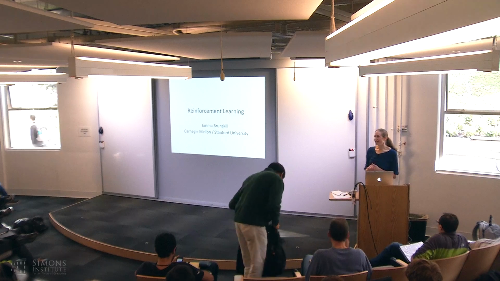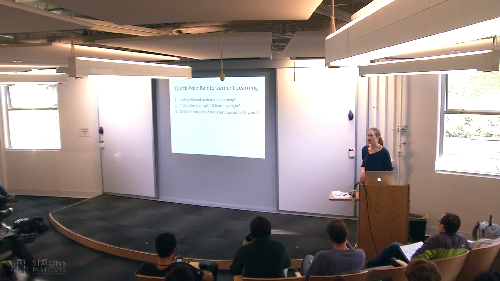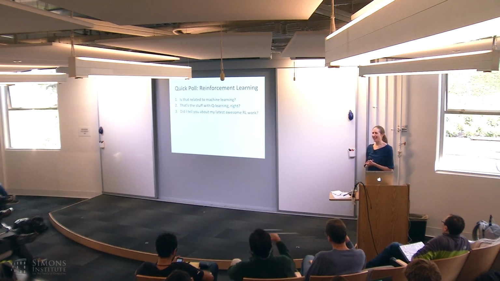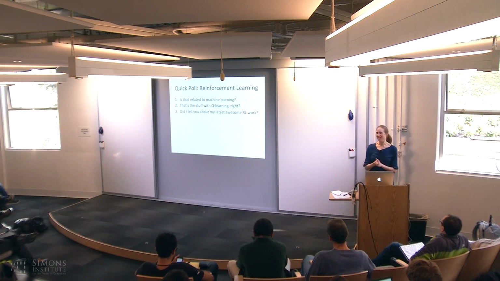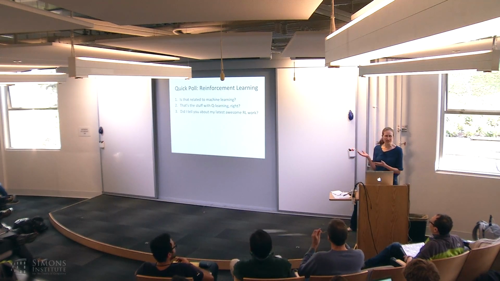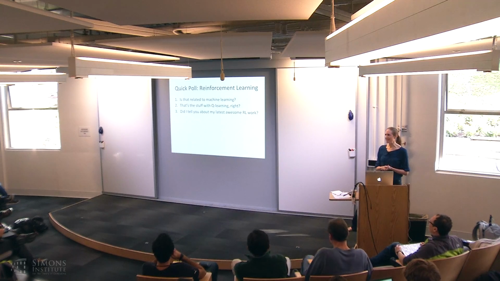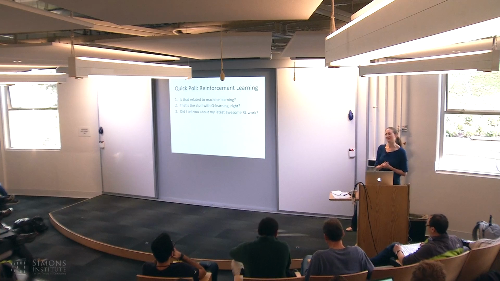Thanks everybody for coming out today. Before I get started, I just want to do a quick poll. So reinforcement learning, I'll offer you 3 options, and then I'll ask which of these resonate with you most. The first one is that it's something related to machine learning? The second is, that's the stuff related to Q-learning, right? And the third is, are you going to cite my favorite new RL paper?